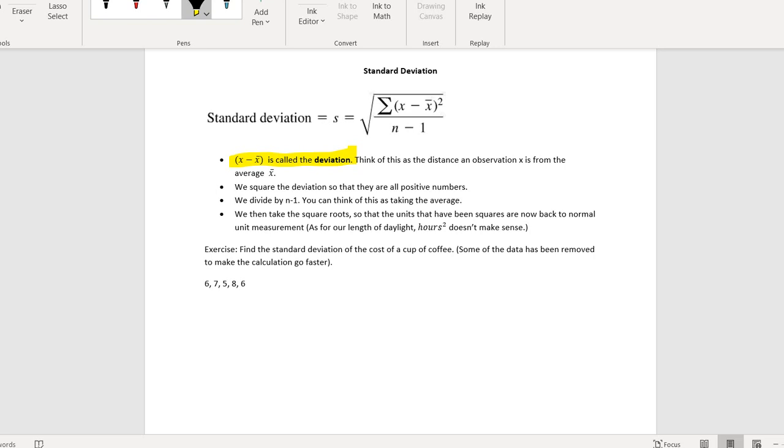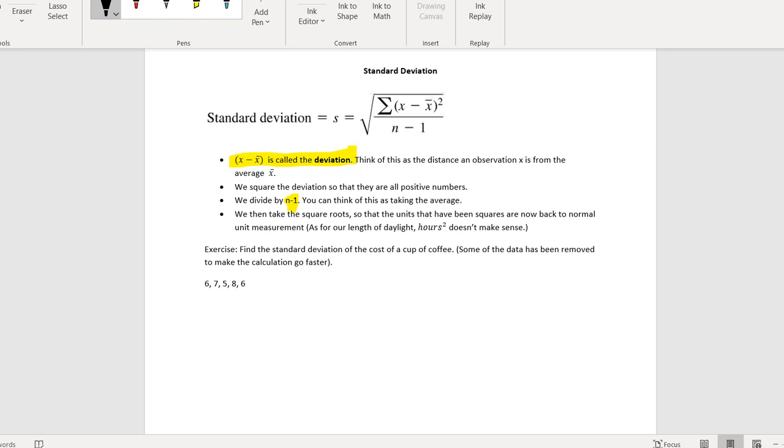If we don't square them and then we try to add them up, they'll actually add up to 0. After we square them and add them all together, we're going to divide by n minus 1. So how many observations we have, minus 1. Then we're going to take the square root and we will be done.